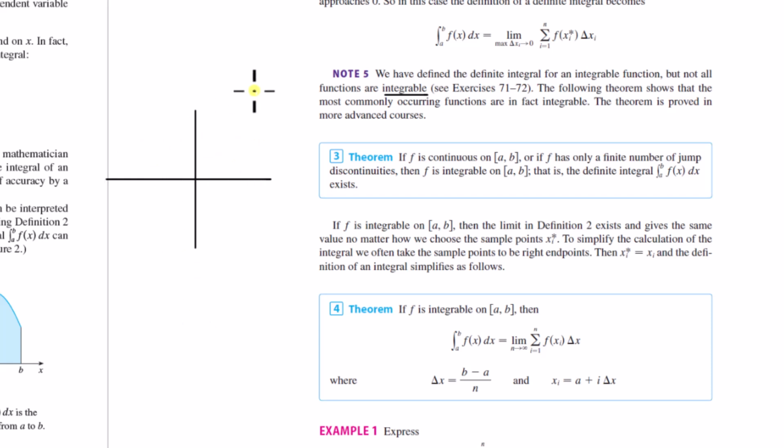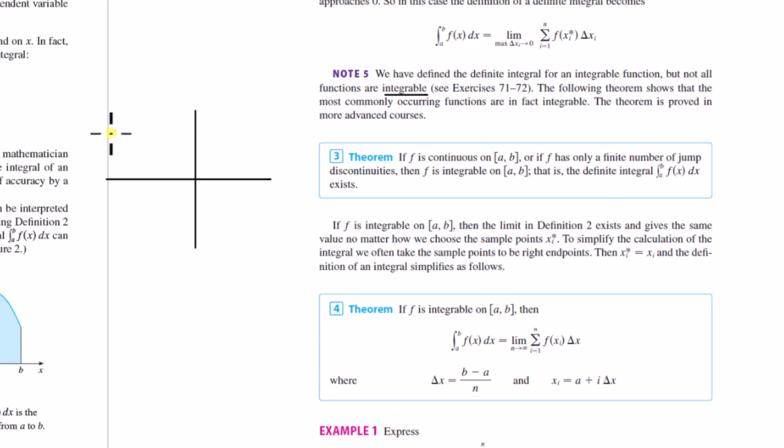But we can have a continuous function that's not differentiable. You have absolute values, continuous but not differentiable at a certain point. But they're saying that even with an absolute value, this is integrable, even though the derivative doesn't exist here. And furthermore, they're also saying that if you have a finite number of jump discontinuities, then it's also integrable.